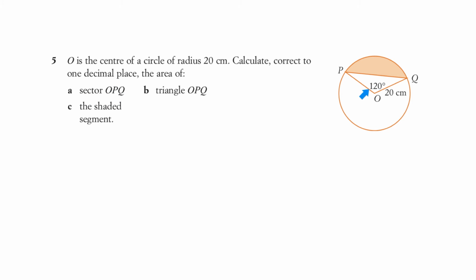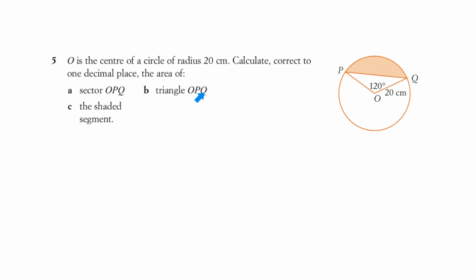Number 5, O is the center of a circle of radius 20 centimeters. Calculate correct to 1 decimal place the area of sector OPQ. Okay, so we know how to find that. This is back to grade 8 maths. The sector OPQ is that. All right. Well, that's 120 degrees. That's a third of the area of everything. So if we know that the radius is 20, and the whole thing would be pi r squared, which would be pi times 20 squared, and it's only 120 degrees, so it's a third of that. So it's 1/3 times pi times 20 squared. Should give us the area of that sector.